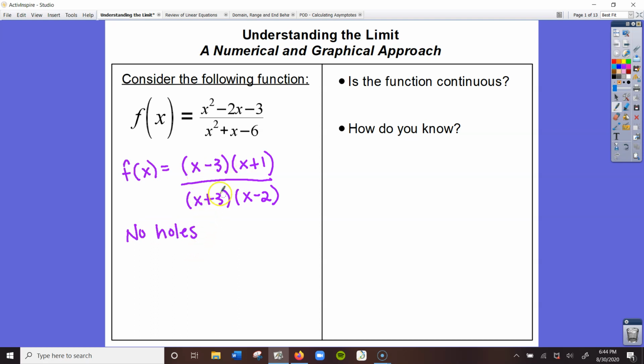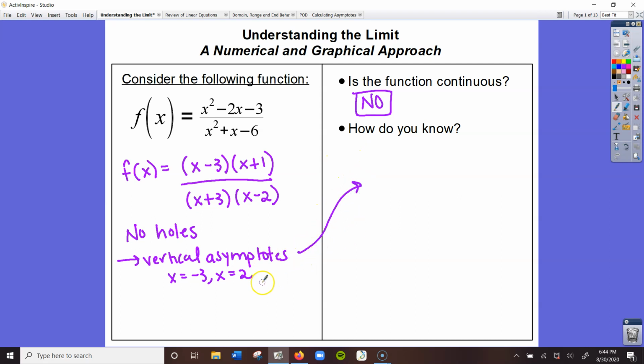But remember that with fractions, which is what this is, and rational functions, we have vertical asymptotes when the denominator is equal to 0. Remember that asymptotes are lines, and therefore we should write them as lines. Our vertical asymptotes here would be at x equals negative 3 and x equals positive 2. Therefore, we already know that this function is not continuous, because we have those vertical asymptotes.